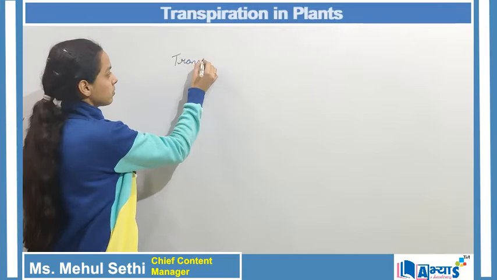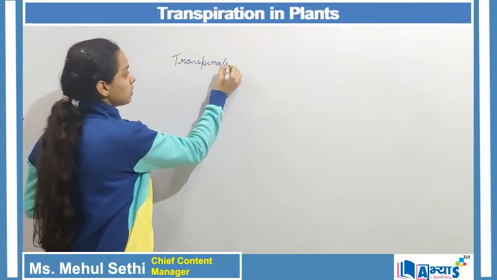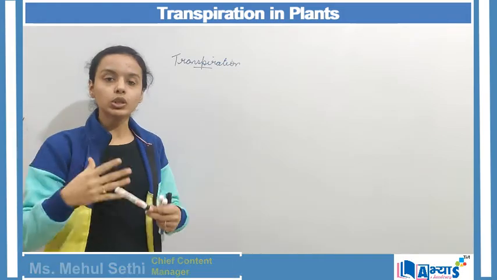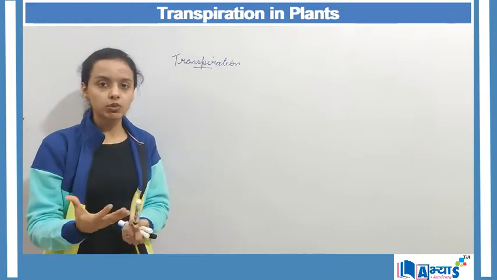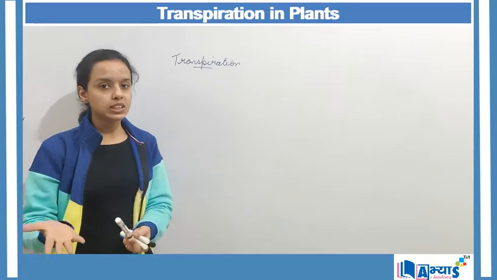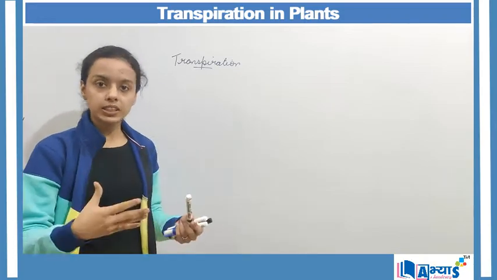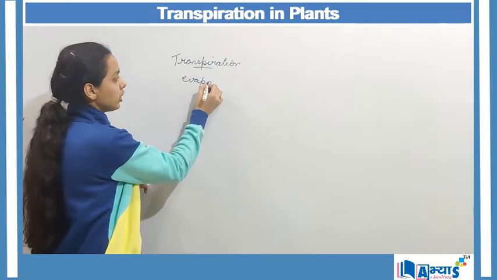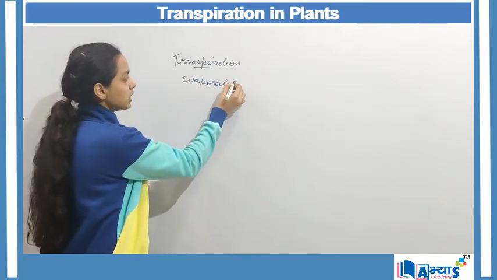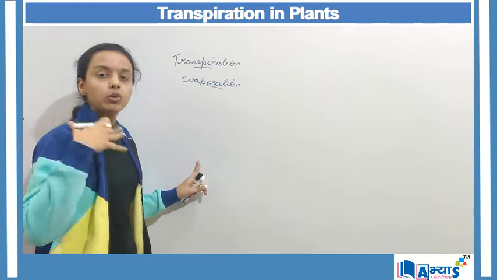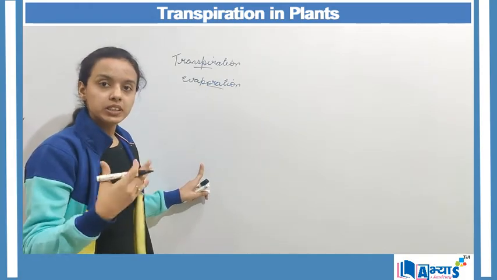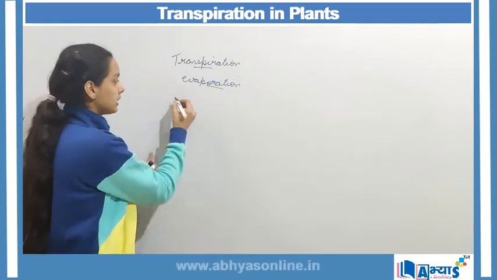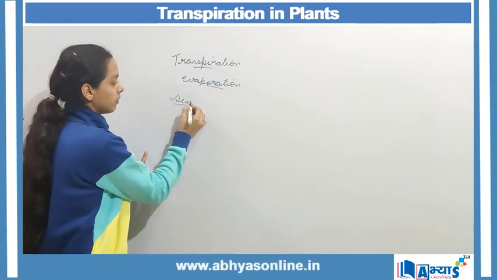Transpiration. When we talk about transpiration, it basically occurs only in plants. It is actually the loss of excess water from the leaves or the stem of a plant. Now this excess water is lost through evaporation. Evaporation is the process of the conversion of liquid to water vapors in the presence of external heat. And in the case of plants, that heat is basically coming from the sun.